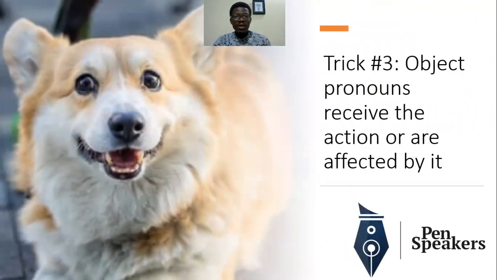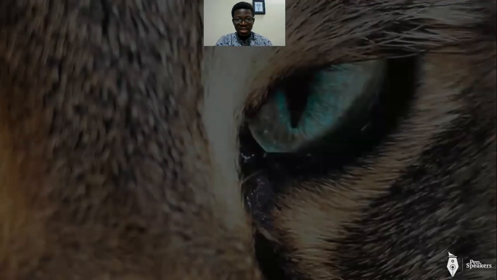All right, now let's move on to trick number 3. Trick number 3 says object pronouns receive the action or they are affected by the action. They are not the ones who perform the action, but they receive the action. So let's take a look at examples to help with this particular one.